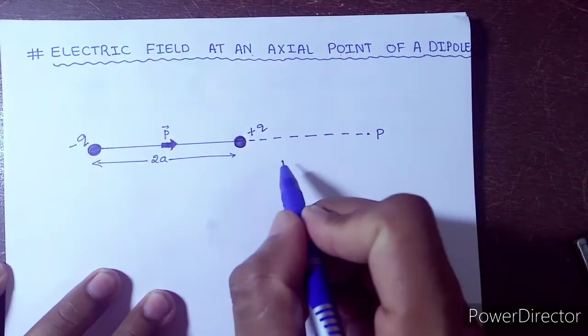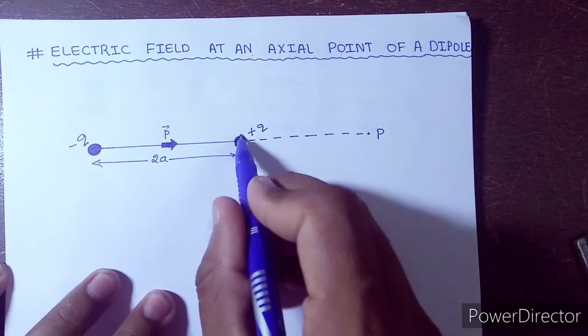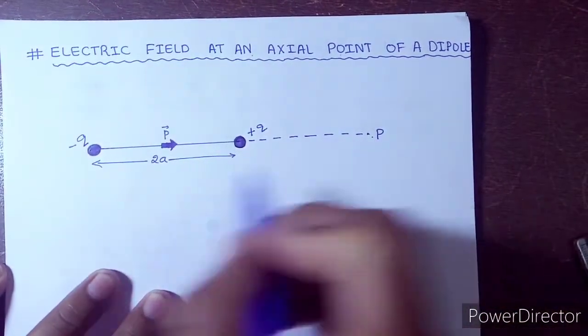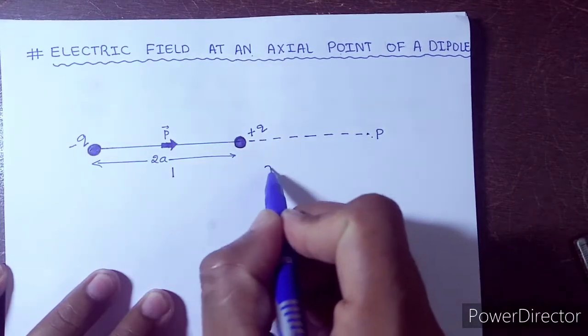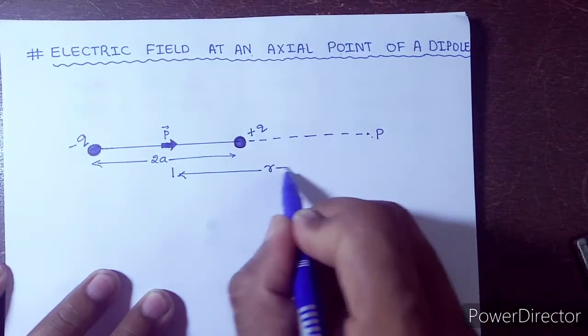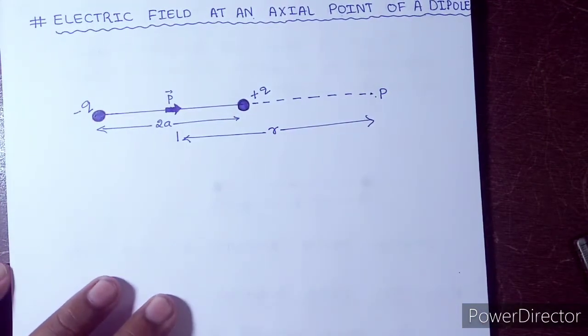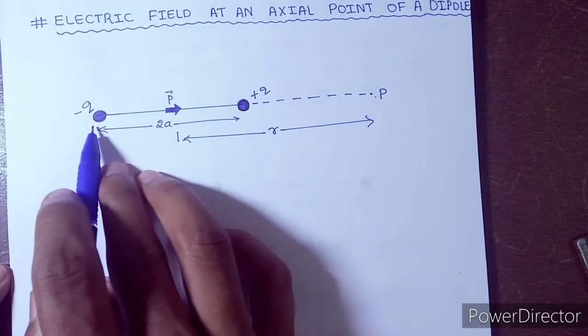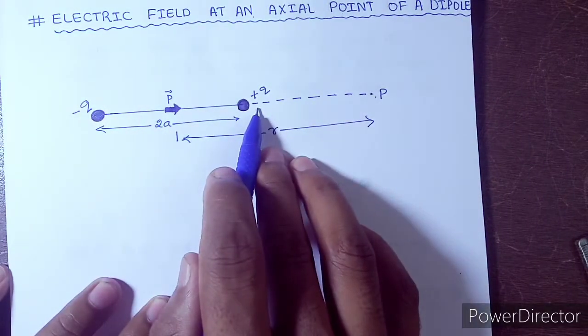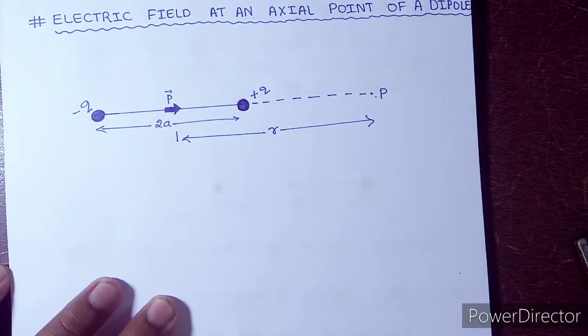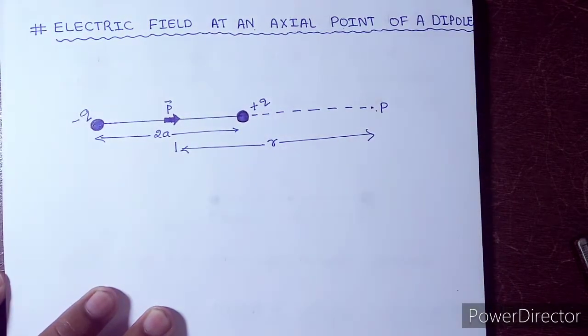Okay, so let us consider the distance. So which distance I have to consider? Should I consider from plus q to p or minus q to p? So let us consider from the center. So r is the distance of this point P from the center of the dipole. So now what I have to do? The electric field at any general point P is obtained by adding electric fields due to minus Q charge and plus Q charge. And we have to add them, by using the superposition principle, we can find the final answer.